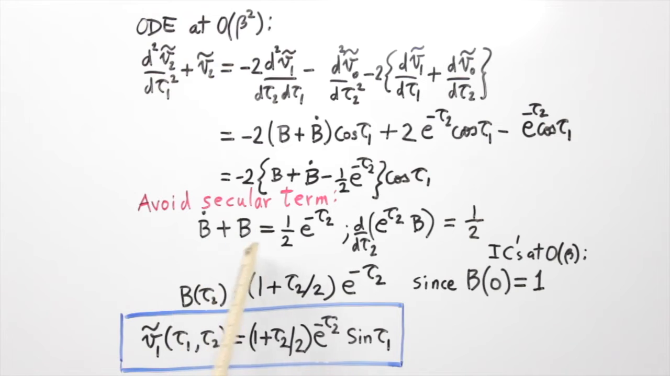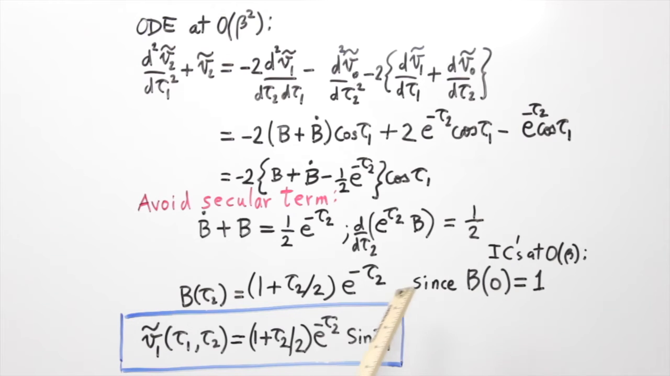We can see that multiplying this equation by e to the tau 2 will turn the left-hand side into an exact derivative, and so we can write it like so. The right-hand side, upon multiplication by e to the tau 2, will simply become 1/2. We can integrate that directly, and the constant of integration can be found by imposing the initial condition that b of 0 is equal to 1, which we had previously noted.